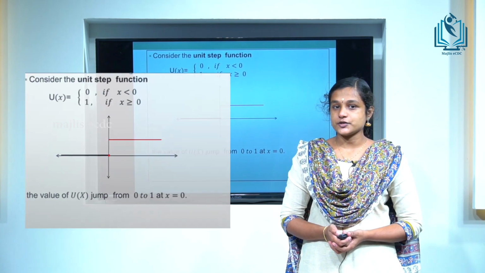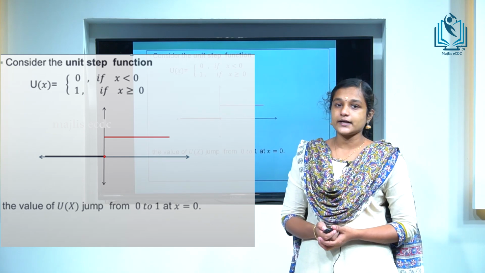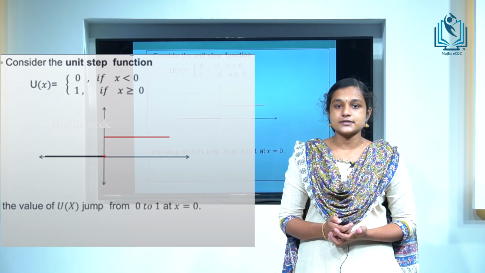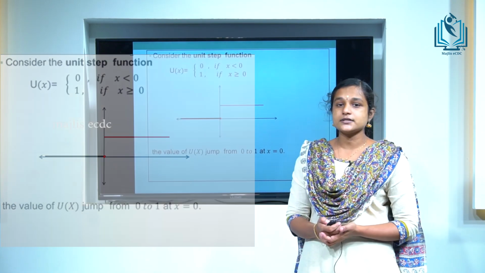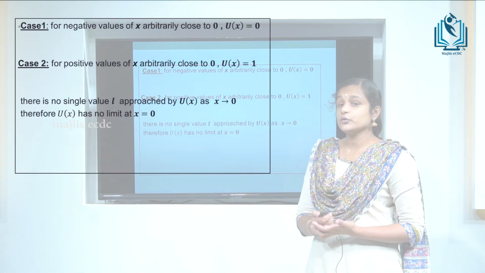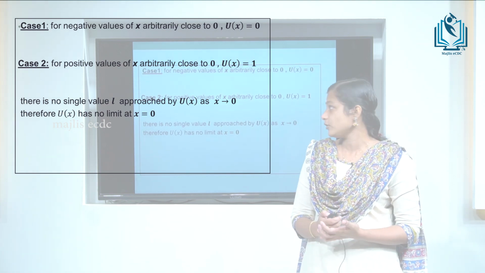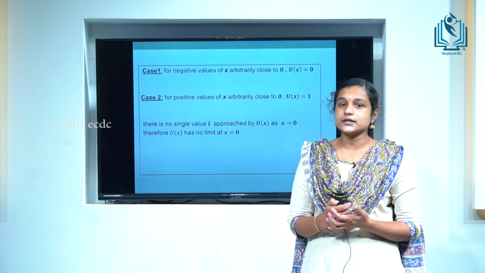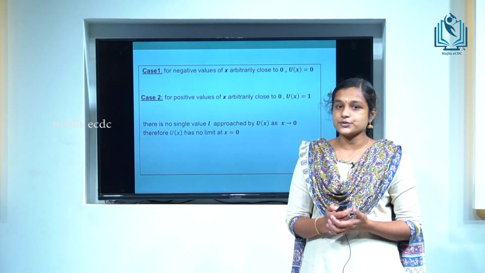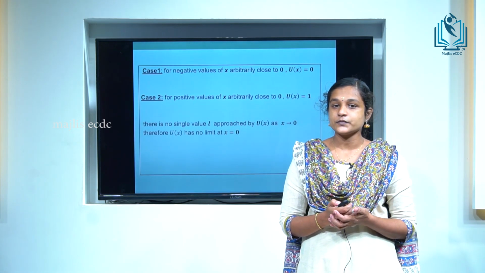Consider the unit step function u of x equal to 0 if x less than 0, and 1 if x greater than or equal to 0. The value of u of x jumps from 0 to 1 at x equal to 0. For negative values of x arbitrarily close to 0, u of x equal to 0. For positive values of x arbitrarily close to 0, u of x equal to 1. Here there is no single value L approached by u of x as x tends to 0. Therefore, the unit step function has no limit at x equal to 0.